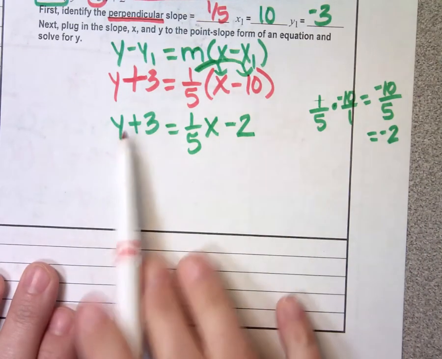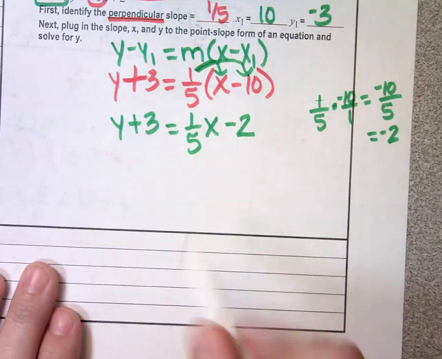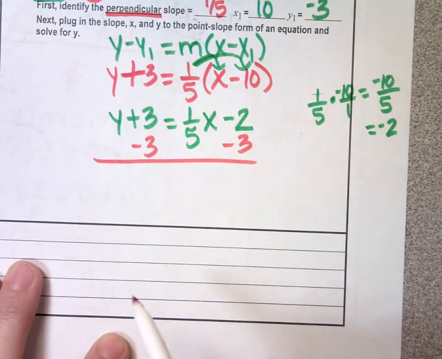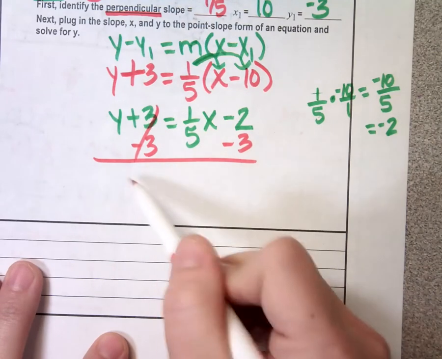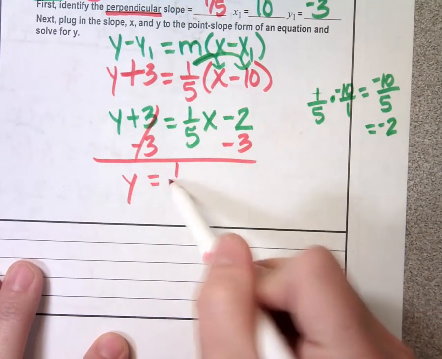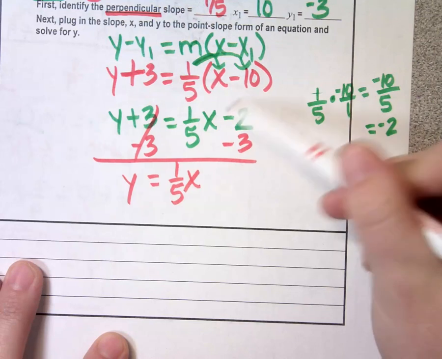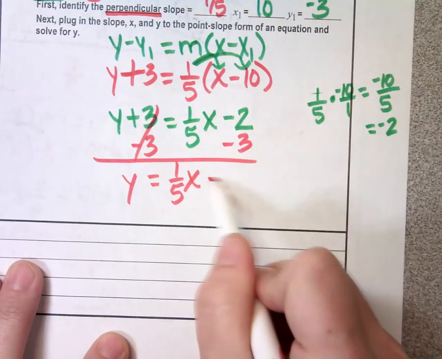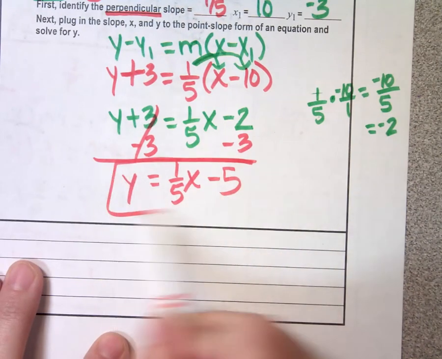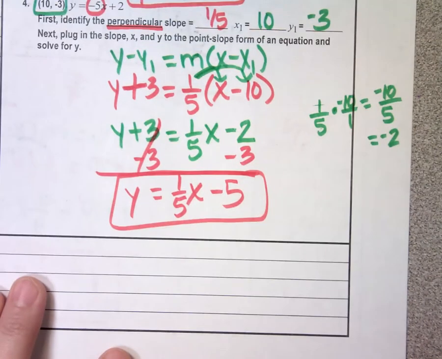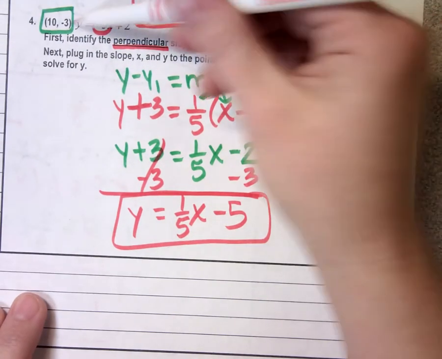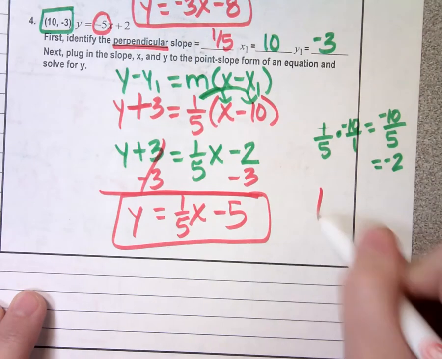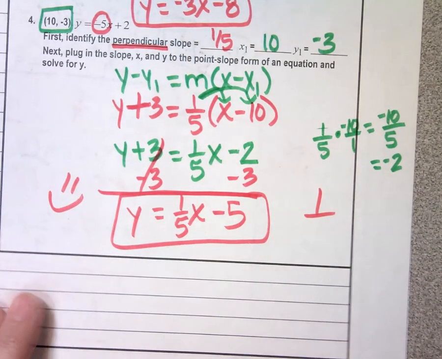And then to get y by itself, I need to move my positive 3. So how do I do that? I subtract 3 from both sides. And things start dropping like flies. Drop the y, drop the equals, drop the 1/5 x. And then how much is negative 2 minus 3? Negative 5. And here is the equation of my perpendicular line to this line up here. You can see their slopes are opposite reciprocals, so I know that they are perpendicular. Yay for us! We're done!